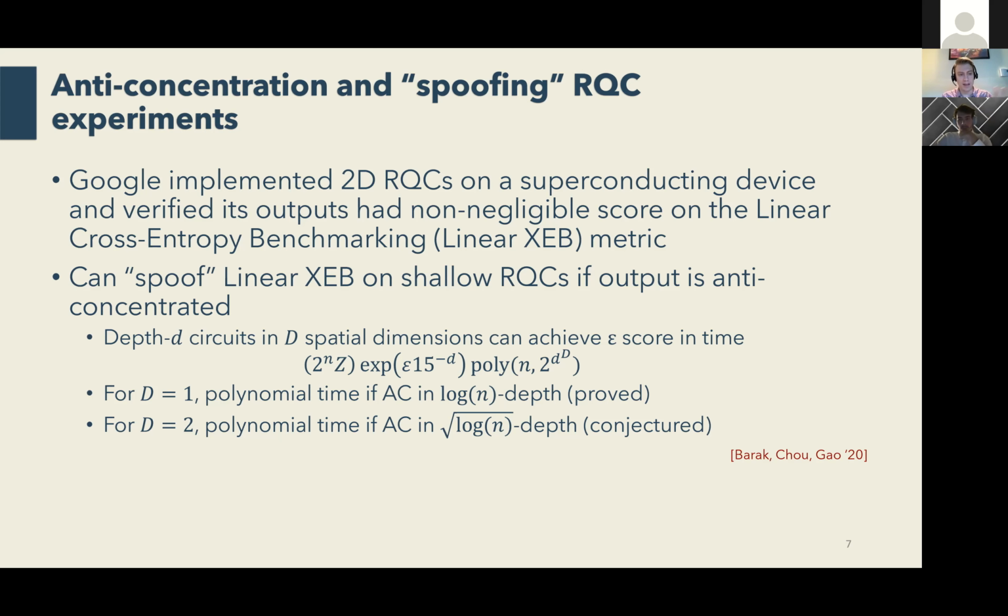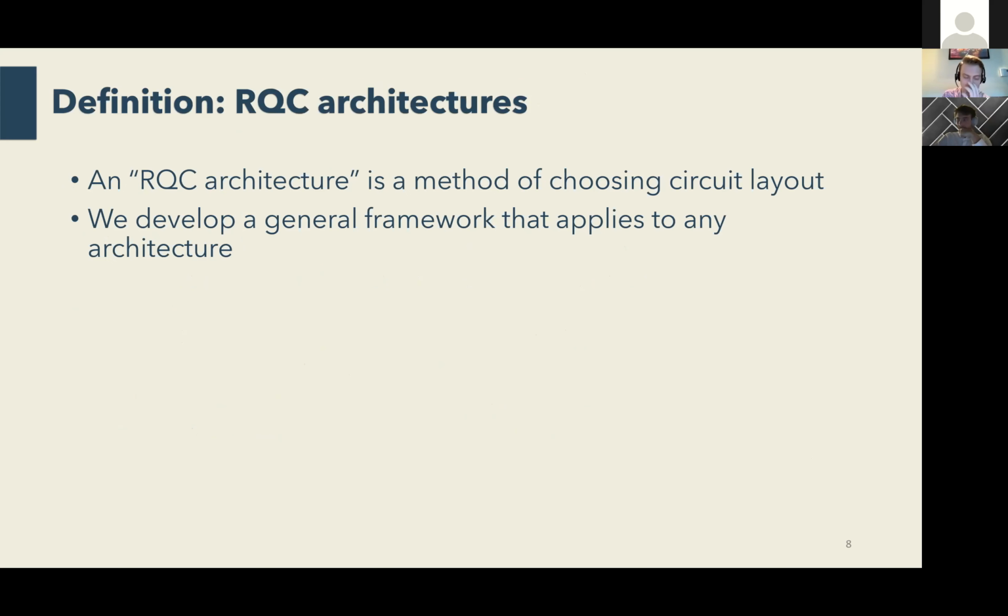Okay, so that kind of concludes the beginning, where we've defined anti-concentration. We've tried to give some motivation on why we care about anti-concentration. And now I'd like to get a little bit into the results of what we show. First, I'm going to just mention what I mean when I say a random quantum circuit architecture.